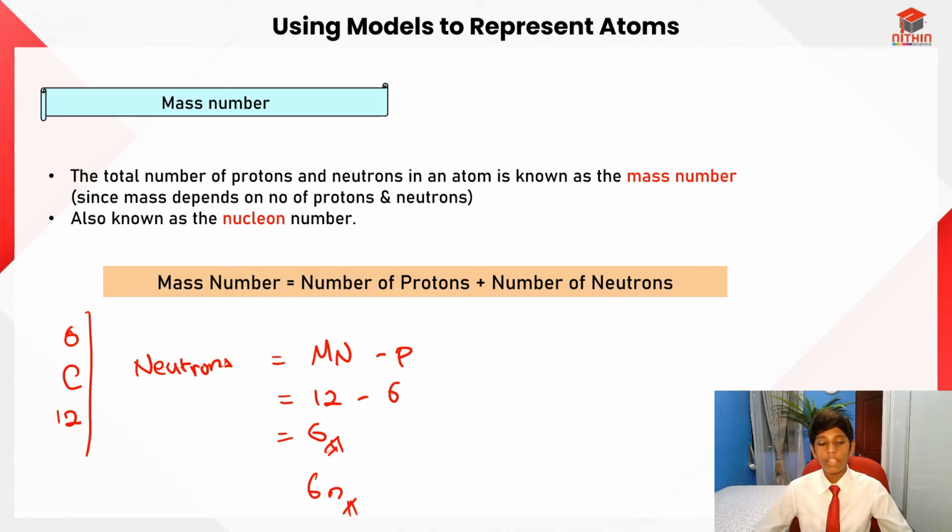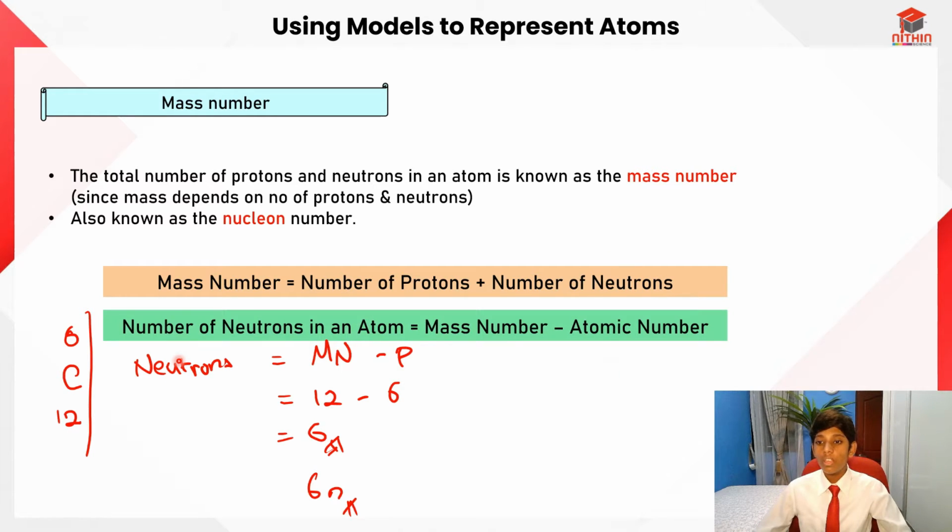Okay, and if the question only gives you protons and neutrons, if you want to find the mass number, you need to take protons plus neutrons, or you could just look at the periodic table and find out the mass number for that element. I hope you understood what I'm trying to say here. Next up, we have the number of neutrons in an atom, basically the mass number minus the atomic number, like what I was talking about just now. So let's move on.